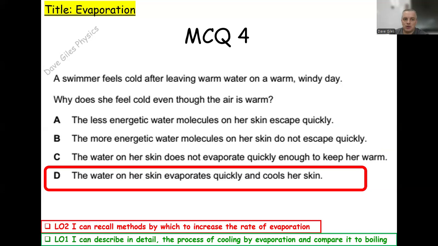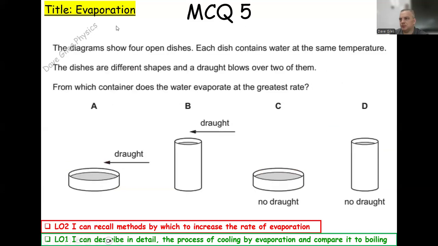Okay, and the last question. The diagram shows 4 open dishes. Each dish contains water at the same temperature. The dishes are different shapes and a draft blows over 2 of them. From which container does the water evaporate at the greatest rate? So you want the draft, so it's going to be either A or B, and you want one with the largest surface area exposed, which is A.